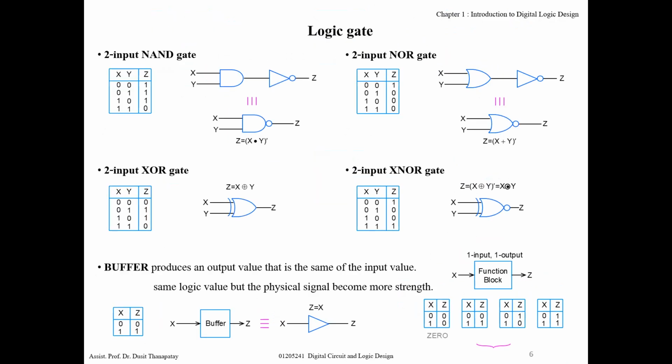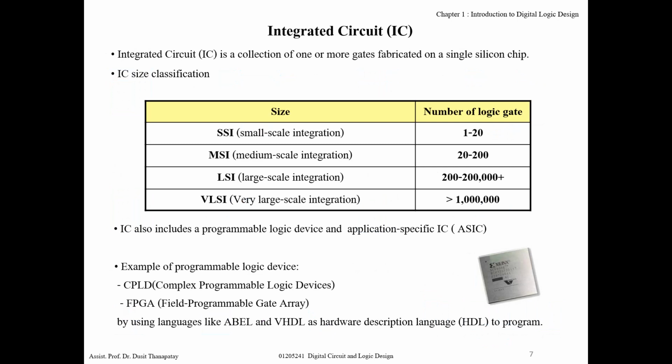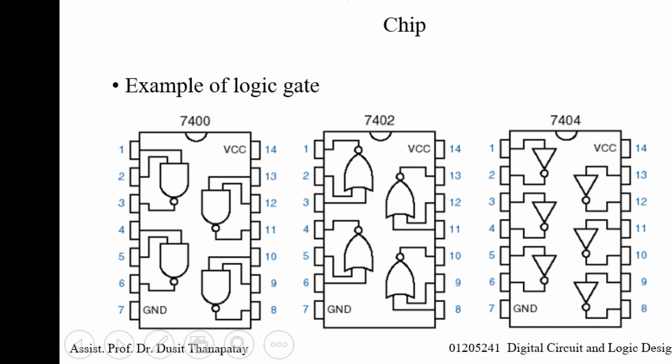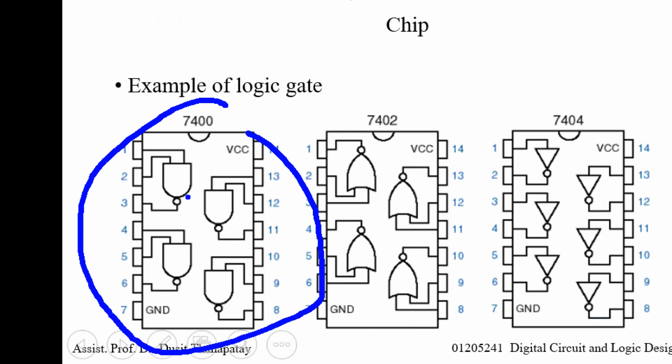Next. This picture shows some specs of IC. IC is from integrated circuit, right? Next page. This IC internally may contain 4 or more logic gates. For example, the IC number 7400 contains 4 NAND gates inside.